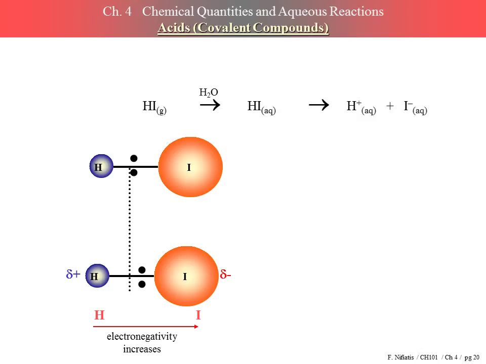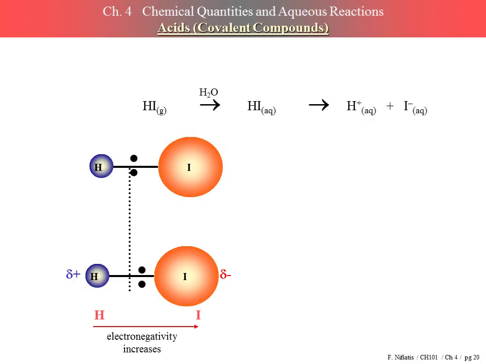This is the electron pair. Can you see? It's not exactly in the middle. It's closer to the iodine. That means we have some electron transfer, but not full transfer. That creates a partial negative charge on the iodine and a partial positive charge on the hydrogen.